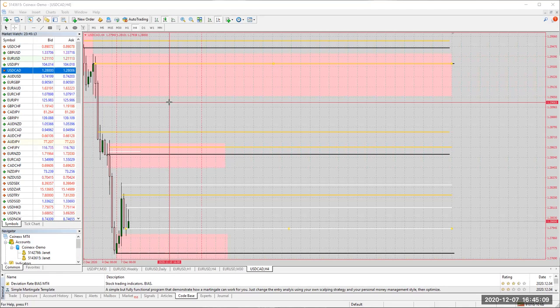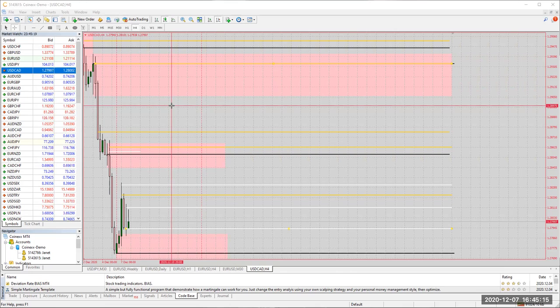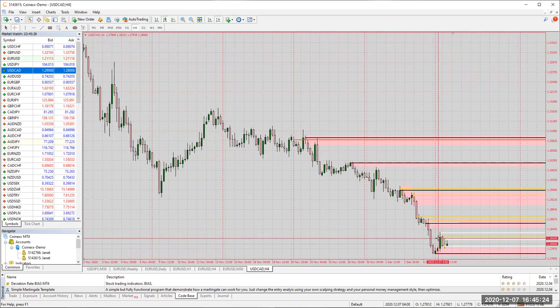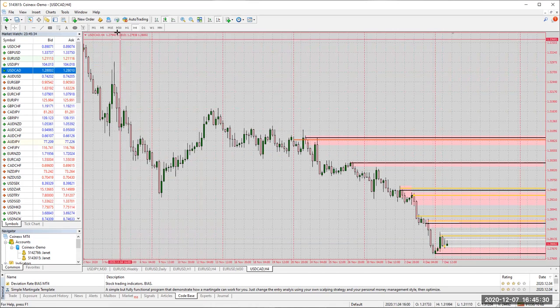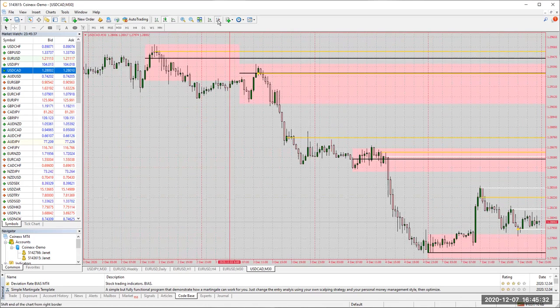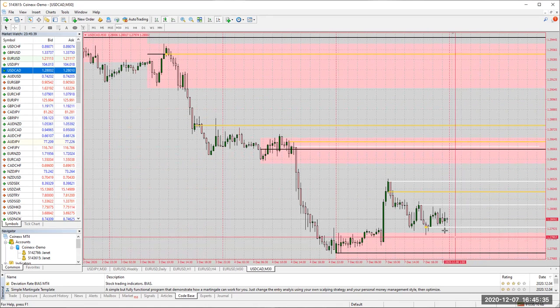Hello, I am going to demonstrate railroads in a 30-minute off of the 4-hour key lines or zones of the US-Canada. I have a railroad that closed here at the 12 o'clock mark. I'm going to drop down to the 30-minute to see if I can see a railroad that formed that.